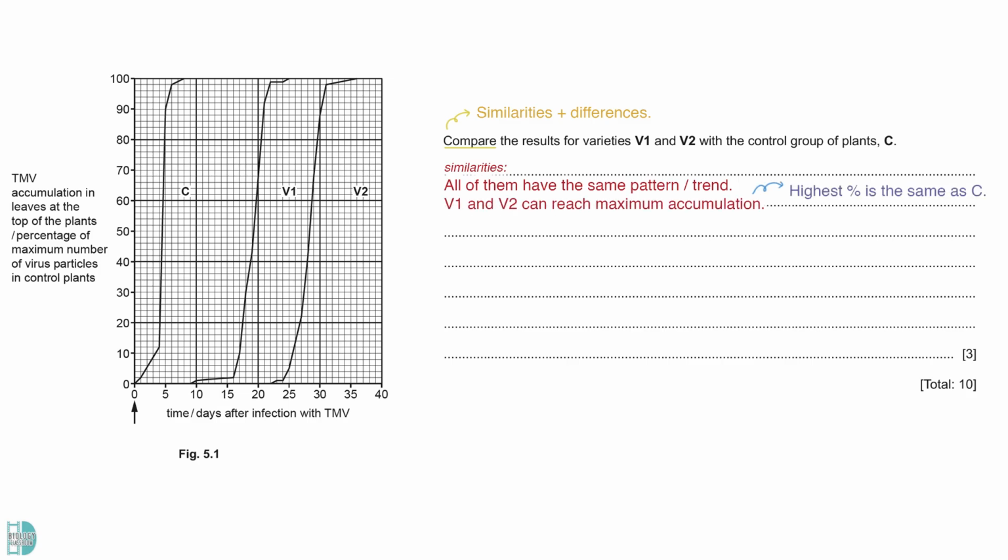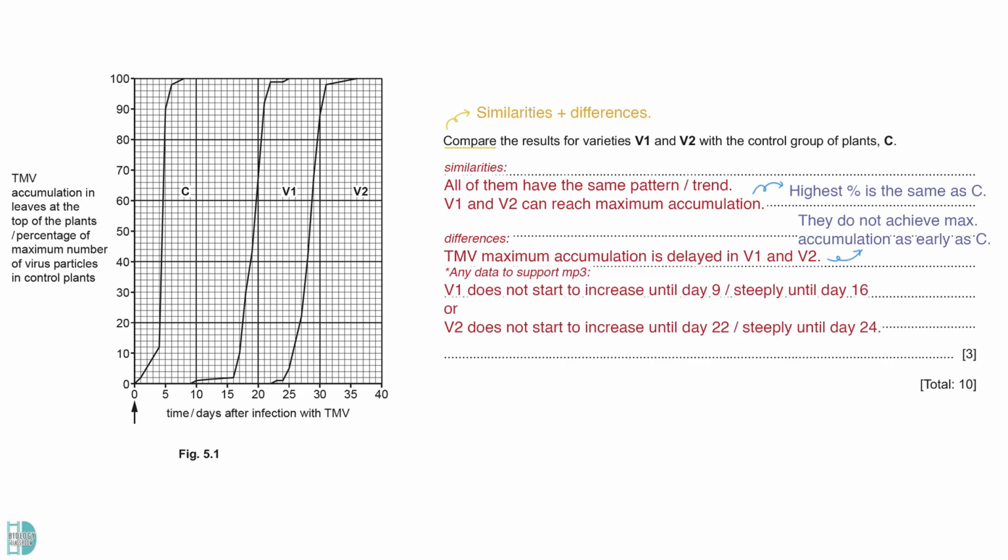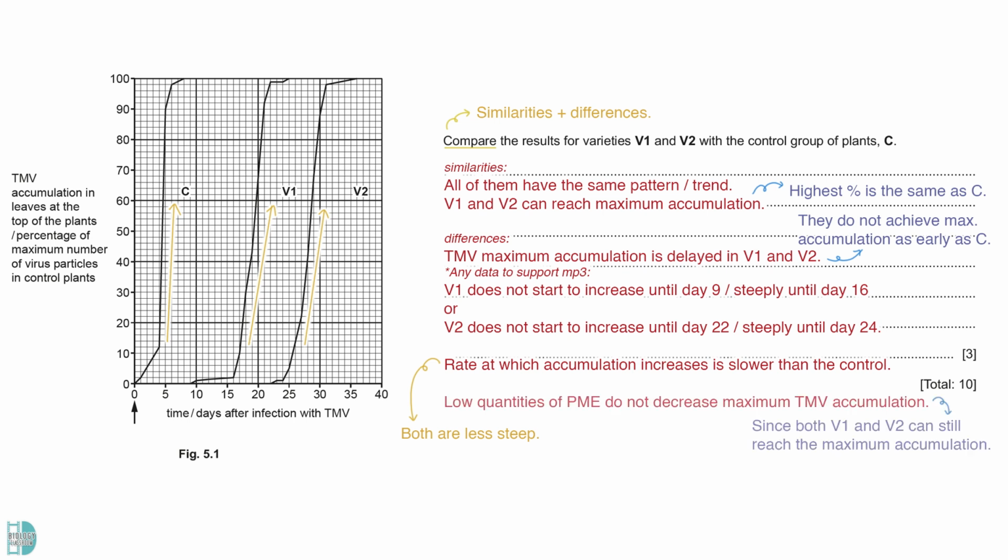V1 and V2 can reach maximum accumulation, just like C. However, the maximum accumulation is delayed in V1 and V2. They do not achieve it as quick as C. Quoting data to support this point will give you another mark. The rate at which accumulation increases for V1 and V2 is lower than the control. This can be determined using the steepness of the graphs. Since both V1 and V2, which have lower quantities of PME, can still reach the maximum accumulation, a low quantity of PME does not affect the maximum TMV accumulation.